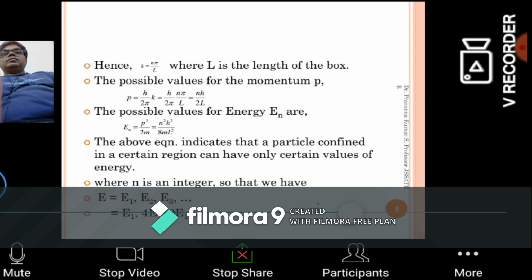You substitute for p now. So p square is n square h square by L square, and it is 4 pi square there, isn't it? 2 is multiplied by, therefore it becomes 8 mL square. So the possible energy for the electron is equal to n square h square by 8 mL square. Here n is an integer, isn't it? So n can take values 1, 2, 3, 4, 5, 6, etc. Therefore, when n is 1, what do you get? E1 is equal to h square by 8 mL square, is one energy. What is it when n is equal to 2?